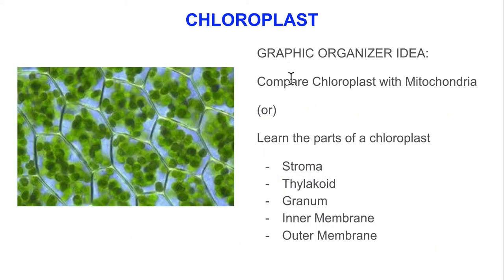All right, so a basic graphic organizer would be to compare a chloroplast with mitochondria. Once again, chloroplasts make the sugar. The mitochondria will use that sugar to make energy. Or if you're more advanced, learn the different parts of a chloroplast, like the stroma, thylakoid, granum, inner membrane, and outer membrane. I really like this picture here. You could tell these are plant cells because they're kind of squared here. And all these little green things in here are going to be chloroplasts. So this is obviously a plant that does a lot of photosynthesis.